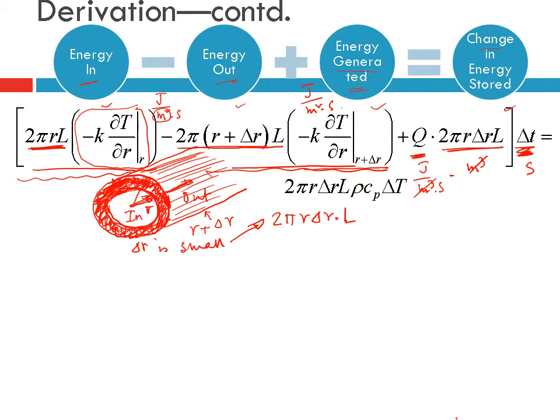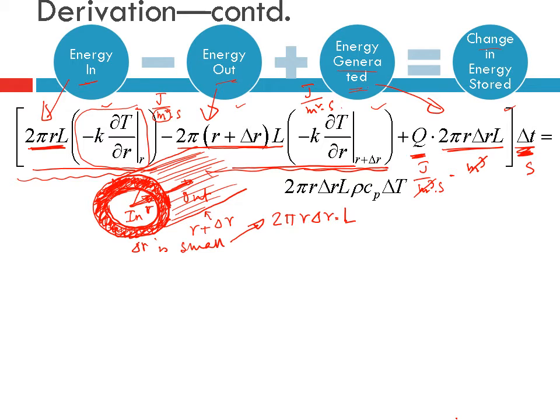Okay, so in, out, generated together, because energy came into this and energy came out and some energy got generated in here. As a result of all that, the stored energy here can change, meaning its temperature can change.